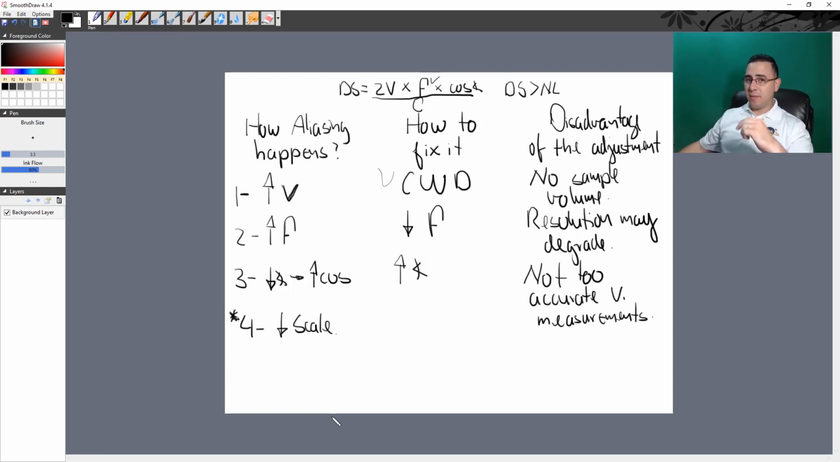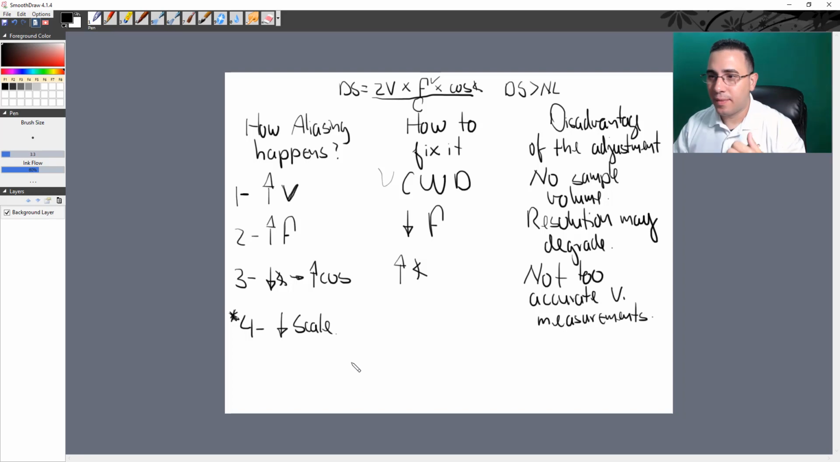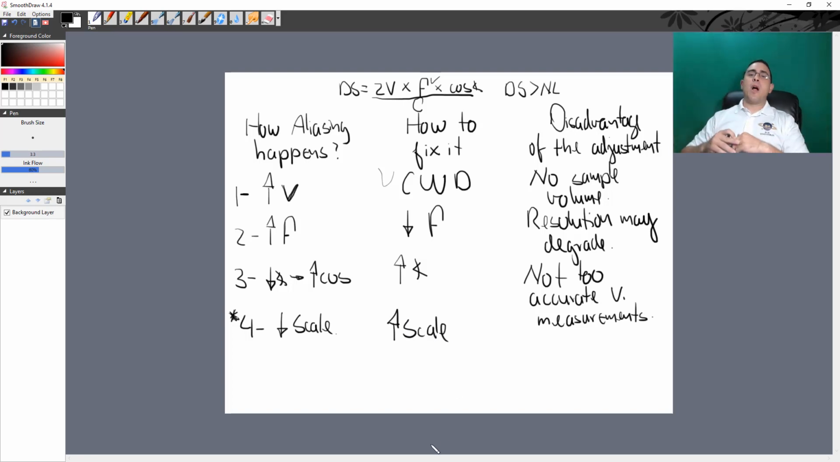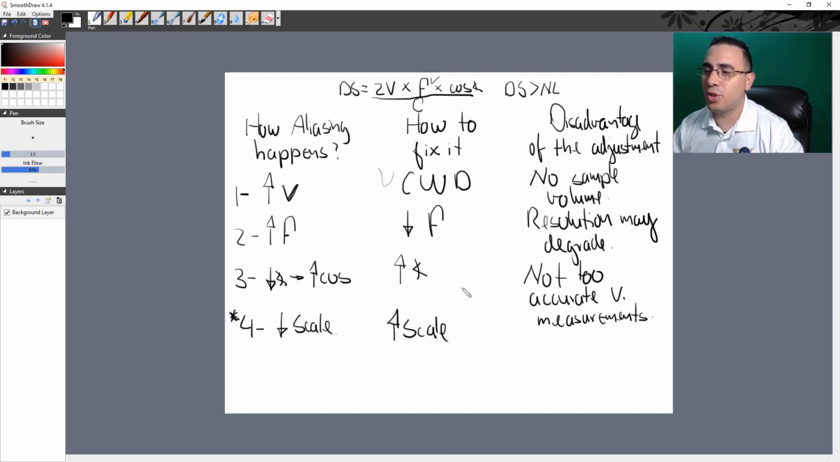It makes sense. So how do you fix the aliasing? Increase the scale. But there's a problem when you increase the scale: you start losing sensitivity to slow flow. So we're going to say that the disadvantage here is that sensitivity decreases.